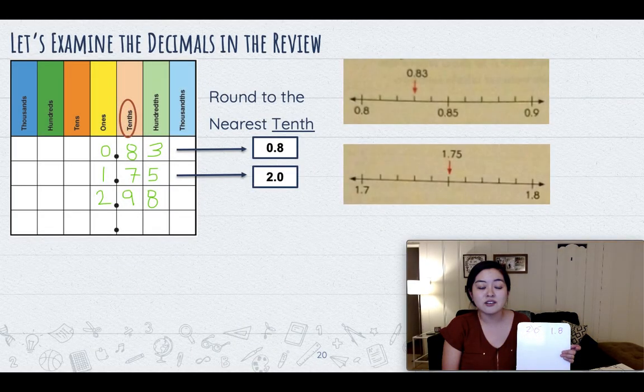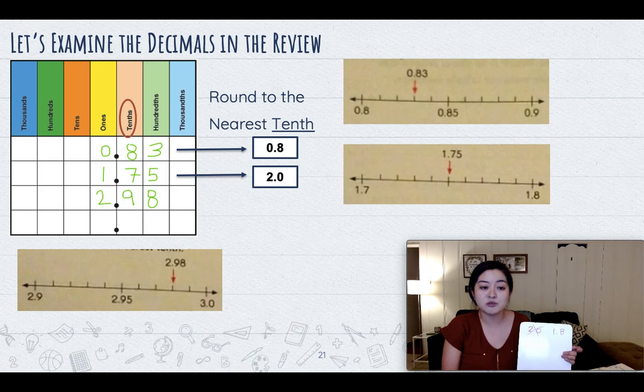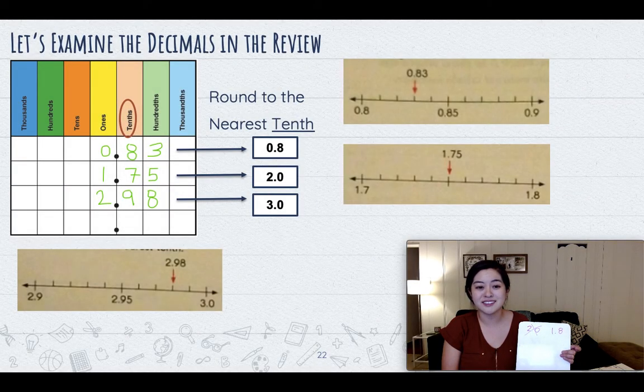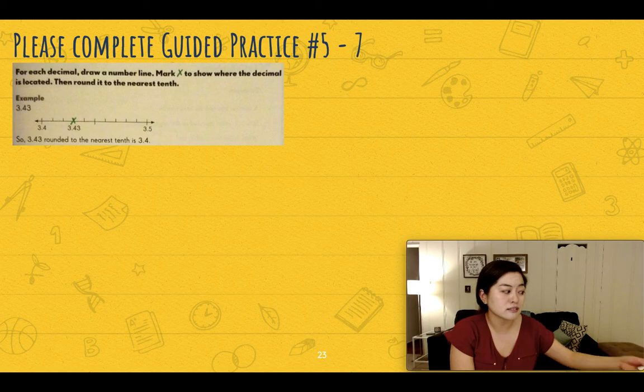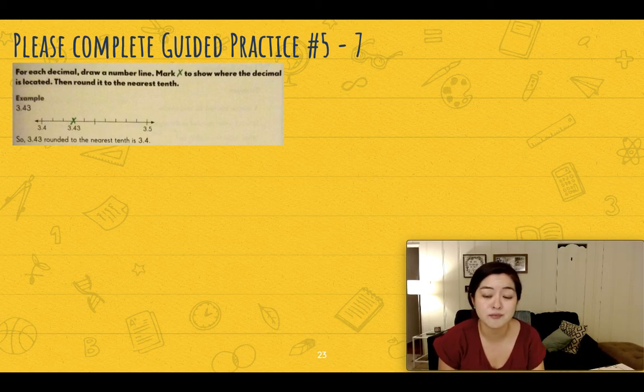All right, now the third one, it says 2.98, okay? So 2.98 is between 2.9 and 3.0, and we see where it is on the number line, and it looks like it's closer to 3.0, okay? All right, now I would like for you to complete guided practice numbers 5 through 7, okay? And they give you an example to look at so you know what to do.